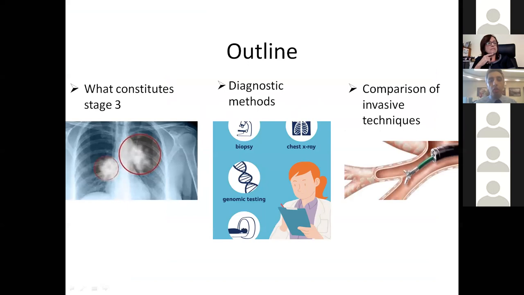This is the outline of my talk. We will first talk just briefly about what constitutes stage 3 lung disease. Then mainly I will be talking about the diagnostic methods that we will use, like CT scan, PET scan, and MRI, and a comparison of invasive techniques. For that, I will discuss what the guidelines say about all of these. Now, there are many guidelines that address this, but the guidelines that go mostly in detail about these are the American College of Chest Physicians, ACCP, guidelines from 2013. And I will mention the most recent guidelines, which are the ESMO, European Society of Medical Oncology, from 2017.